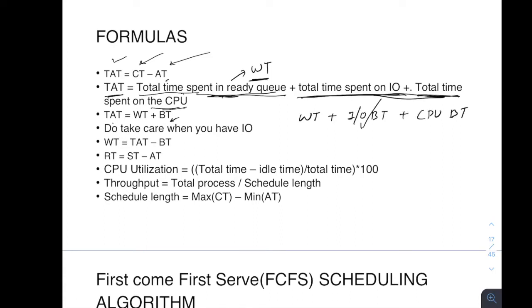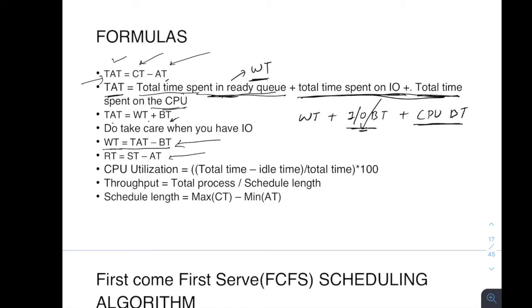In most cases IO will be 0. If IO is 0, it will be only CPU burst time. That's why I have written TAT equal to WT plus BT. This is actually total burst time. Remember this: when you have IO, do sum the IO burst time also. This is total burst time. Now, from this, you can always derive that WT is TAT minus burst time. We got the formula for WT also, for TAT also.